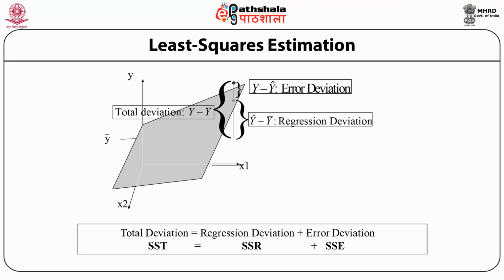The deviations which are explained by our regression model are equal to y cap minus y bar. So these deviations have been explained by our regression model, and total deviations are y minus y bar. These are the total variations in the dependent variable. Out of the total deviations, some deviations are explained by our regression model, which are known as SSR, and the remaining variations are the error deviation, usually represented by SSE. So total deviations are equal to SSR plus SSE.